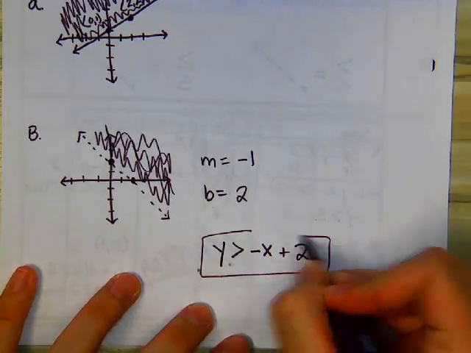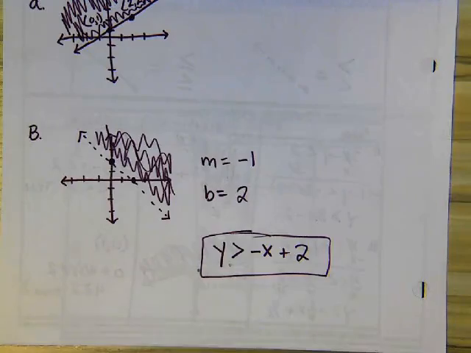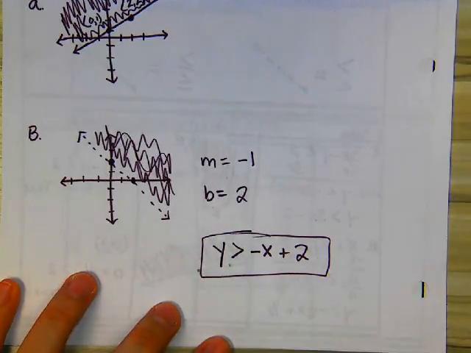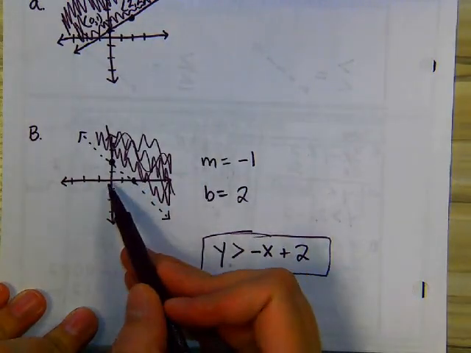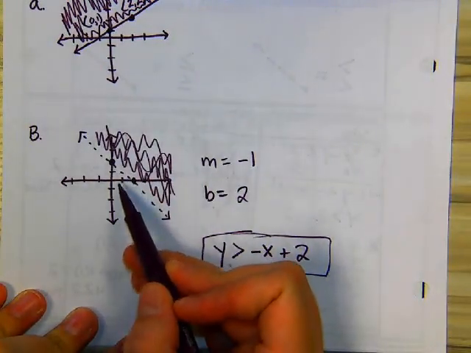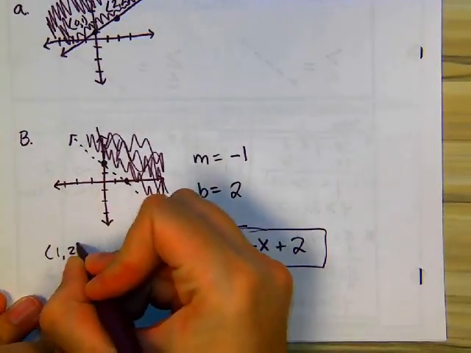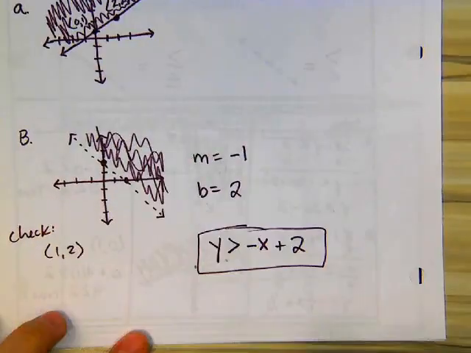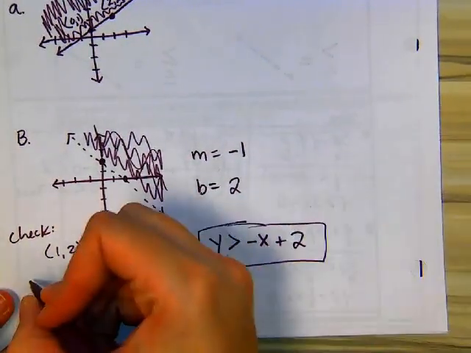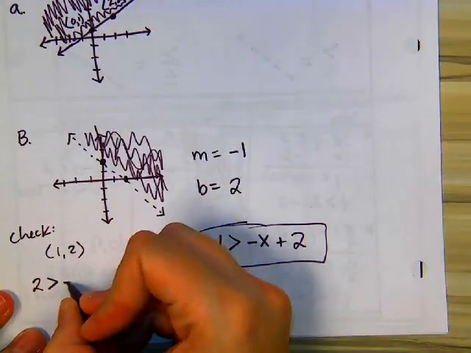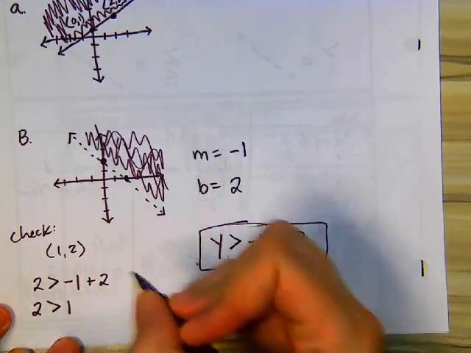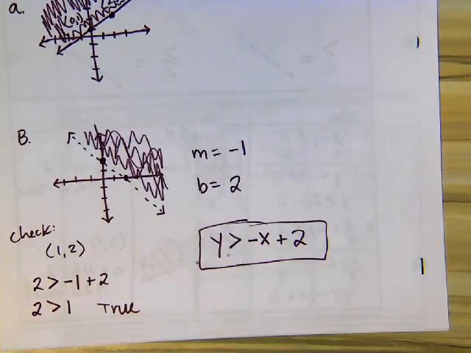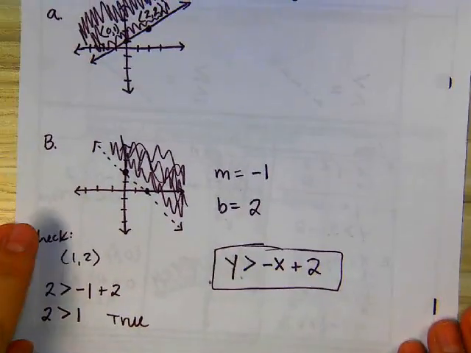For these you can also double check. Once you write your equation, you can pick a point and make sure it's true. If it's not true, then you know you've written the wrong sign. For example, we can pick the point (1, 2) to do a little check here. I'm going to plug it in. So we have 2 is greater than -1 plus 2, which simplifies to 2 is greater than 1, which is true. So we know we have the correct inequality symbol.